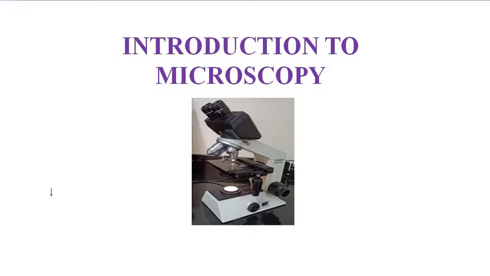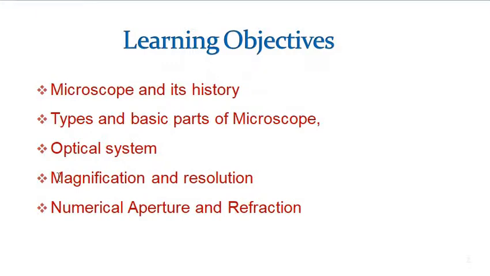Therefore, in this session, I am going to talk about the basics of the microscope. What is a microscope and its history? What are the types and basic parts of a microscope? Optical system, what is magnification, resolution, numerical aperture and refraction. I will explain these topics in this session to understand the basic knowledge about the microscope.